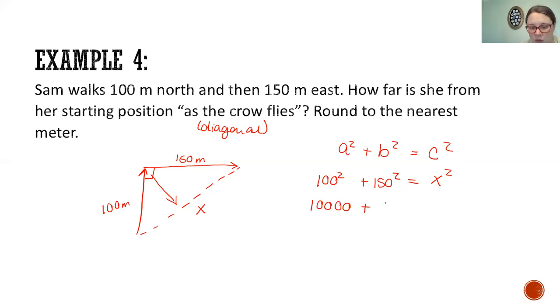So here we would have 22,500 plus 10,000, so 32,500 is equal to x squared. And now we take the square root of each side, and x equals 180 meters.